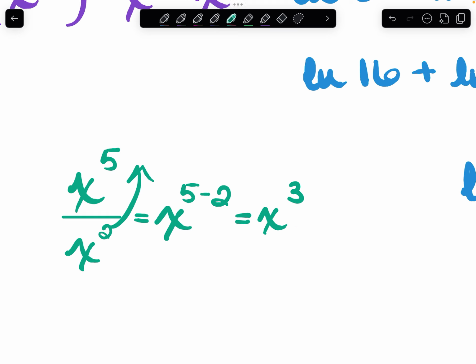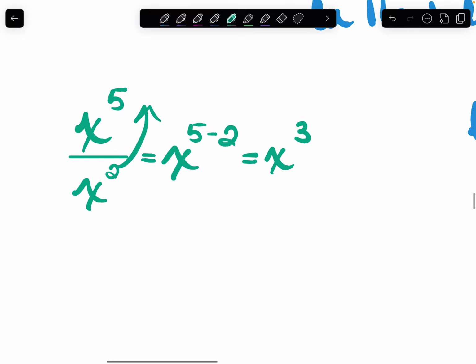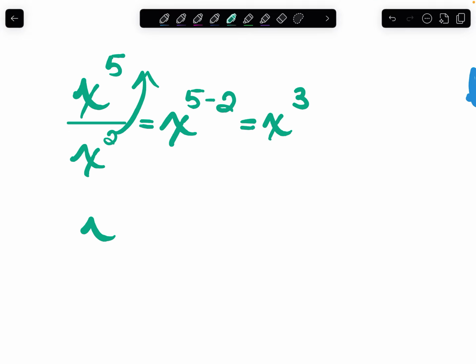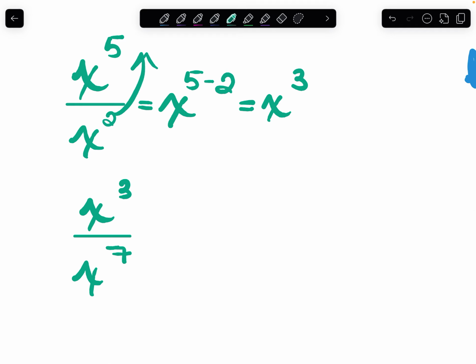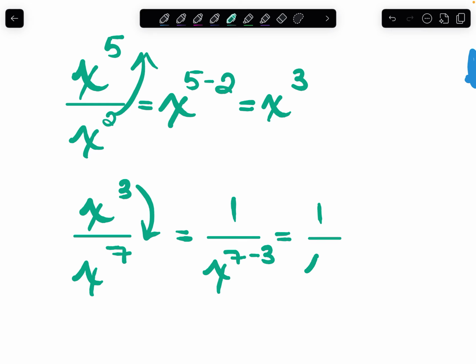So we subtract. Also with your exponents, you never want a negative exponent. So say we had x to the 3 on top and then x to the 7 on bottom. Notice on the first one, I moved the 2 up. For this one, you would want to move the 3 down. So we would get 1 over x to the 7 minus 3. So 1 over x to the 4. So we never want negative exponents. So just subtract the smaller one from the bigger one.